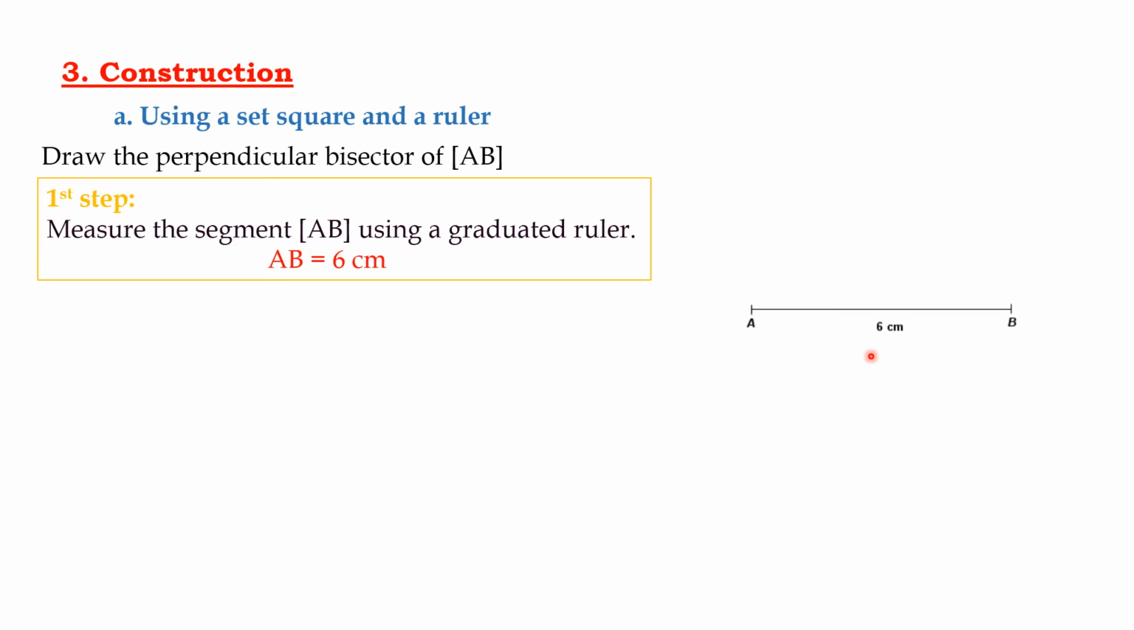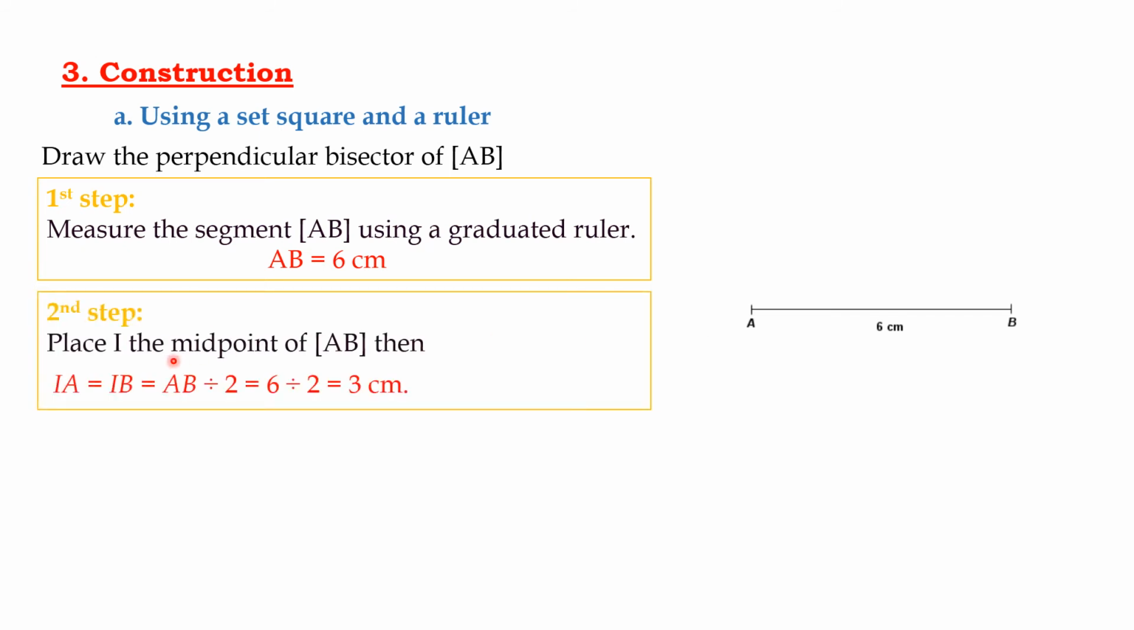Okay, then I know that the perpendicular bisector is perpendicular to the segment at its midpoint. Then I have to plot the midpoint of AB. Where to place it? Since I is the midpoint of AB, it's in the middle. So IA equals IB equals half of AB. So 6 over 2 equals 3 centimeters. So here at 3 centimeters, I can say that AI equals IB since I is the midpoint of AB. Now we found the midpoint of AB.